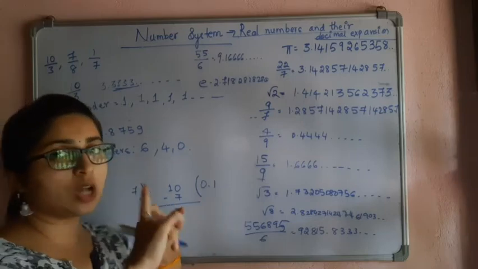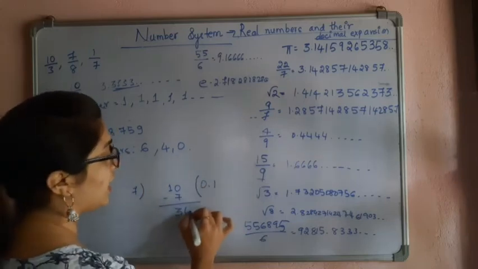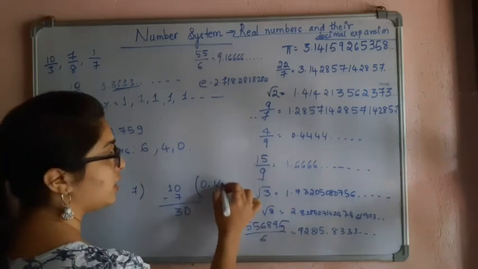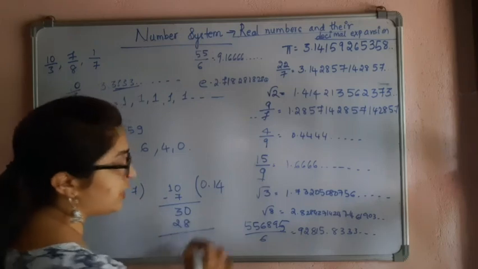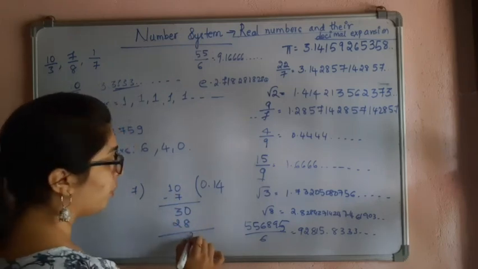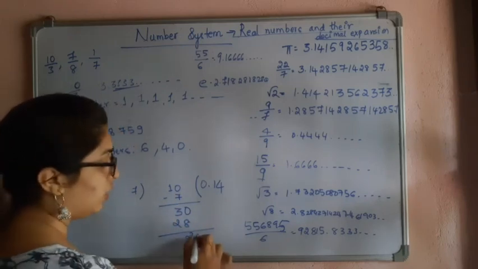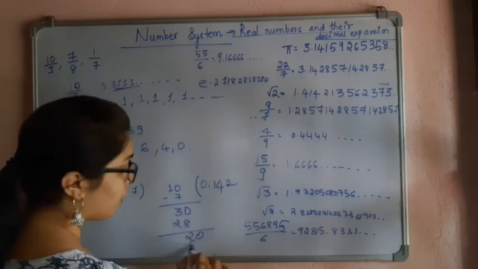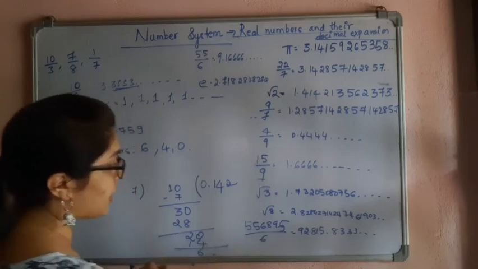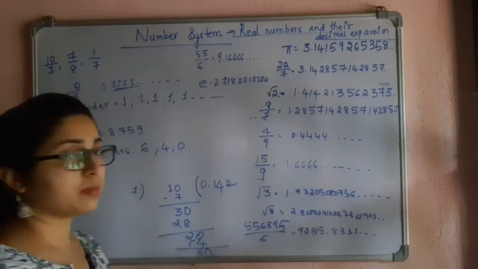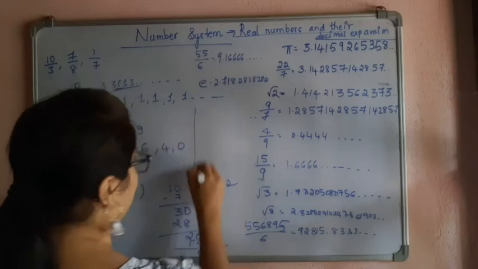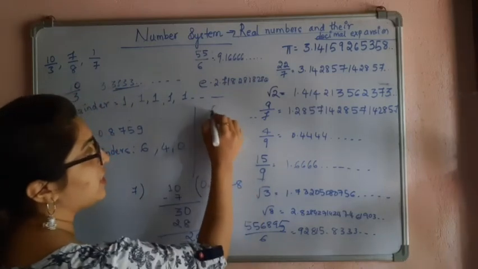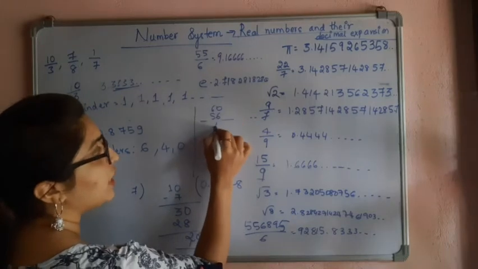Next 3 is not divisible by 7. So once again 30. And what is the nearest one? 7 4s are 28. What is the remainder? It is 2. Once again it is not divisible. 20. 7 2s are 14. Now the remainder is 6. Now once again it is not divisible. It is 60. I will continue the calculations here. 7 8s are 56.